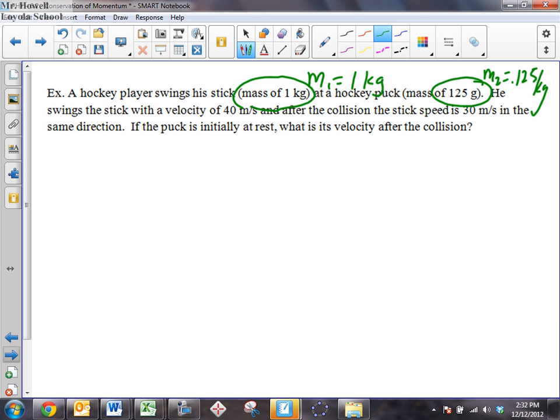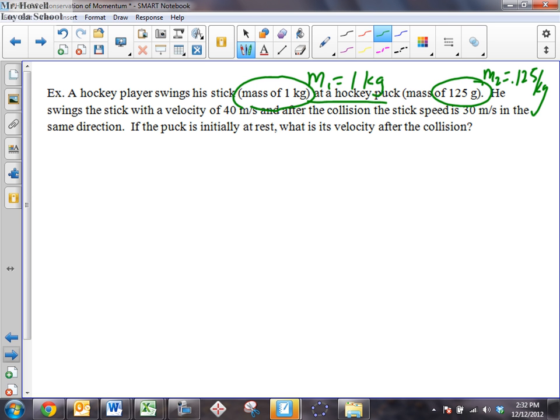Okay? Again, you have a hockey stick and a hockey puck. The hockey stick is going to hit the hockey puck so it travels down the ice. So the stick is the first mass, the hockey puck is the second mass. They are colliding. So M1 is the mass of the first object, 1 kilogram, right here. M2 is the mass of the hockey puck, which is, if you think about decimals, 0.125, because you have to convert this. This is 0.125 kilograms.